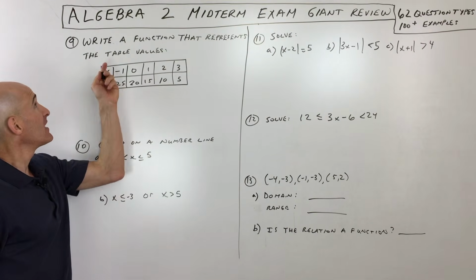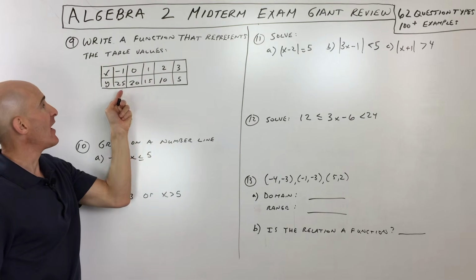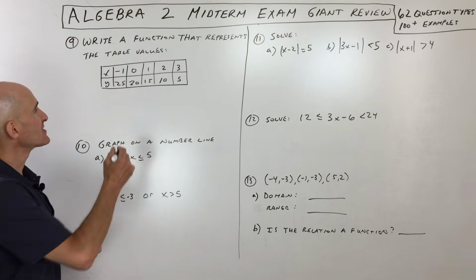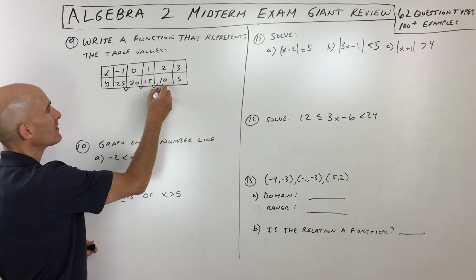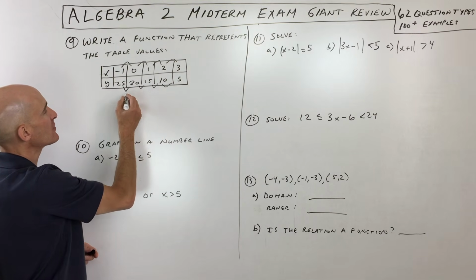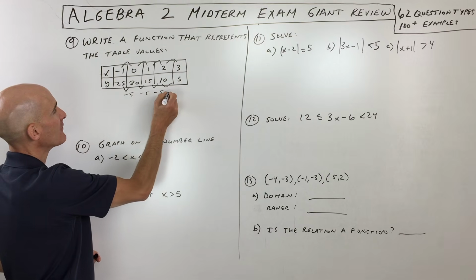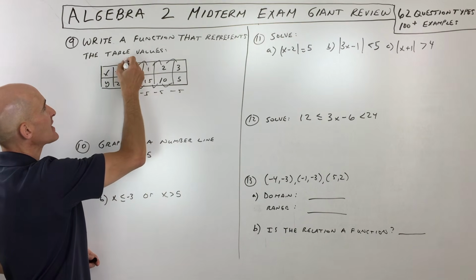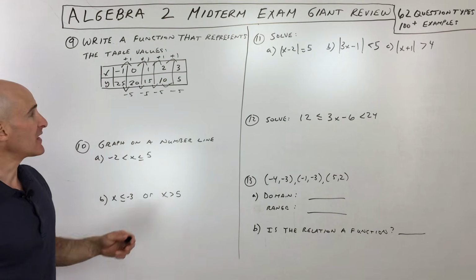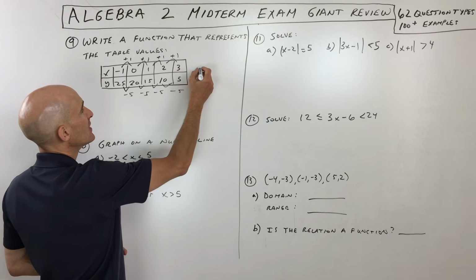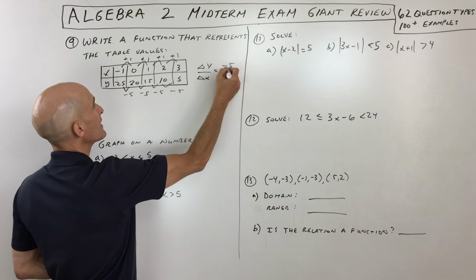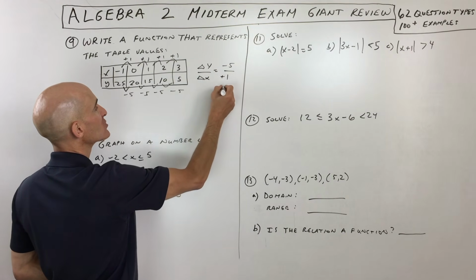Number 9 says write a function that represents the table values. You can see this XY table here. The thing you want to recognize is the change in Y and the change in X. The Y values are going down by 5 each time, as the X values are going up by 1 each time. So the change in y over the change in x, which remember is the slope, is -5 over +1, which is -5.